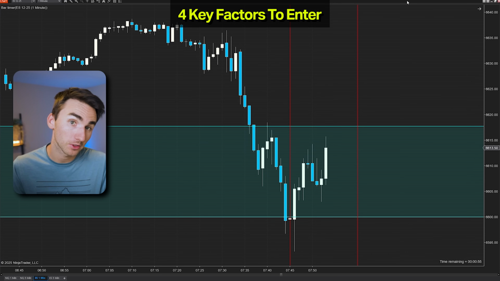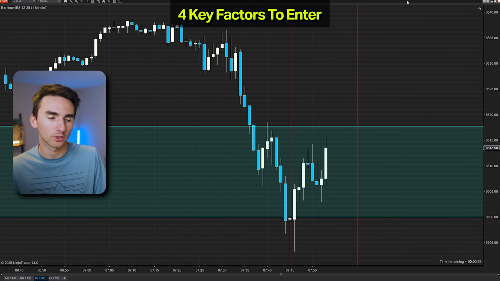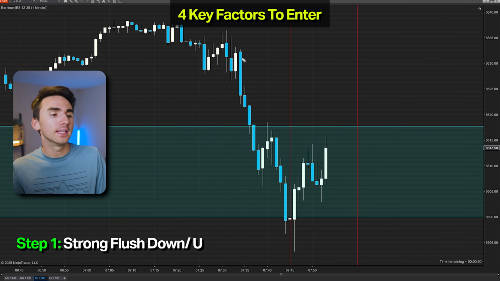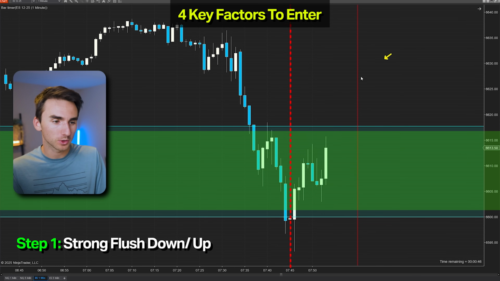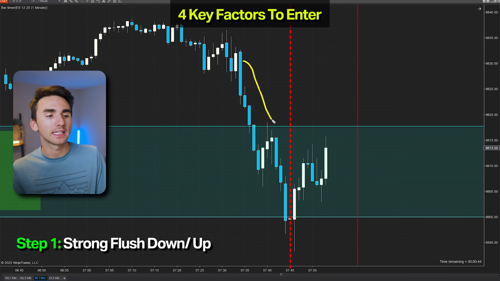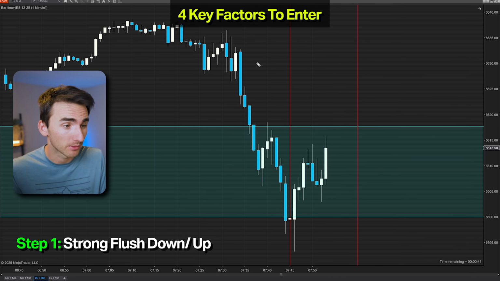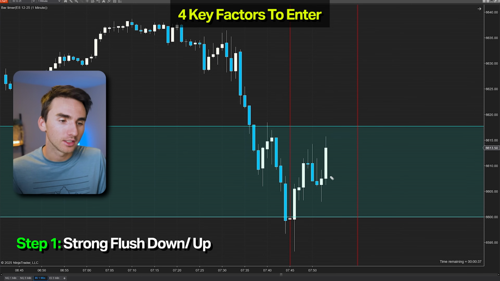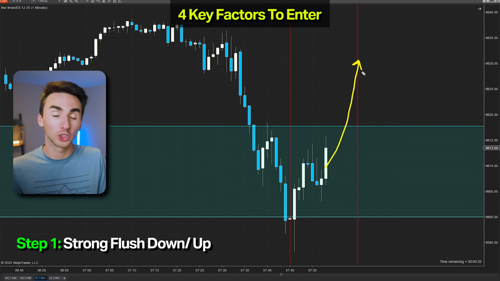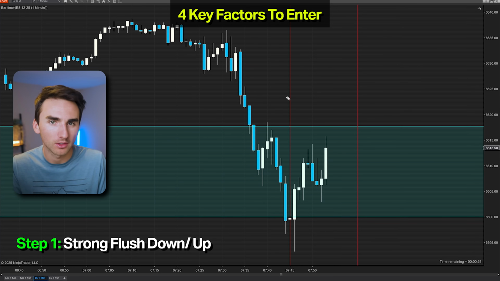The 4 key factors I want to see for entering into a reversal is 1, this move down into the zone and my reversal timing, it needs to be a strong flush down. If the market's all choppy and not moving easily, it's unlikely to reverse easily. Good trades happen in volatile markets.